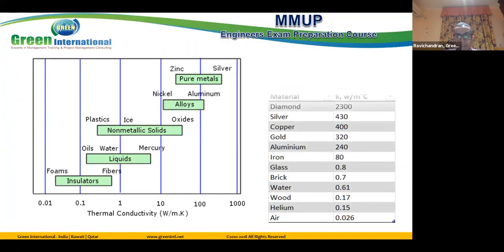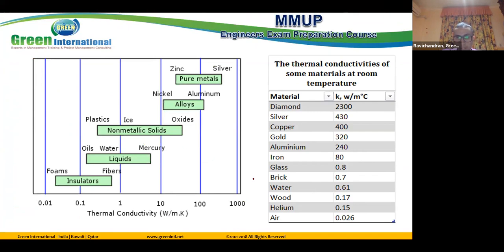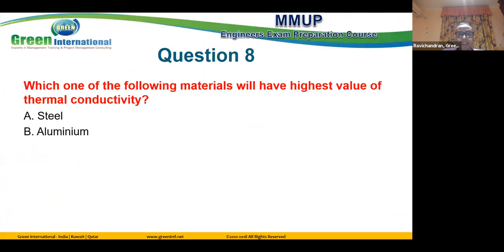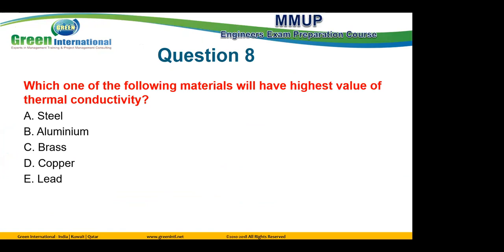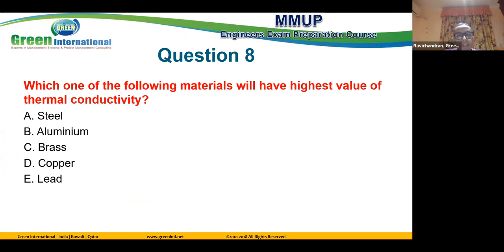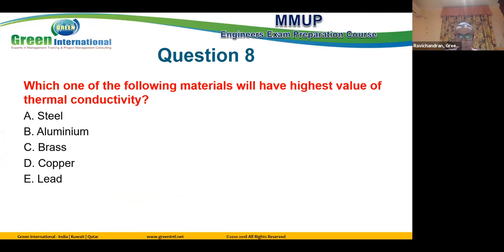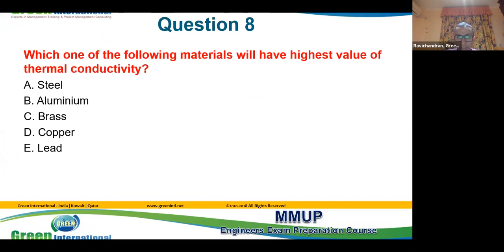There are some metals here to describe thermal conductivity. As you see here is almost the lower one. Diamond has a higher one. Which one is highest? Copper. The answer for this question on internet material is not correct. Okay, copper is correct.